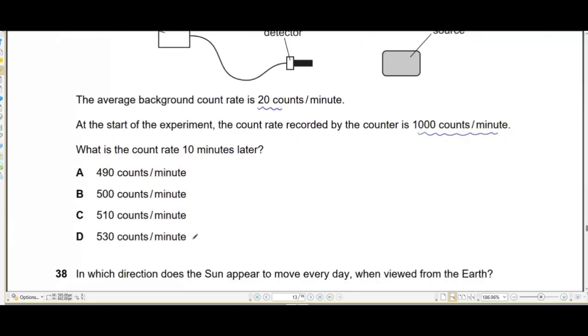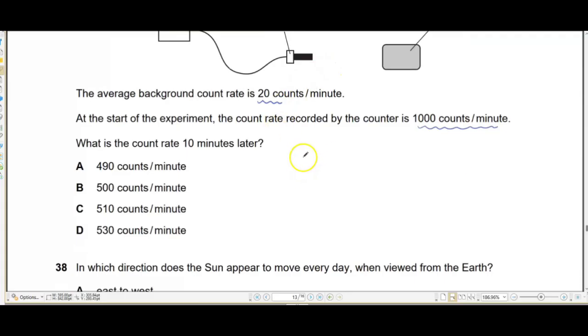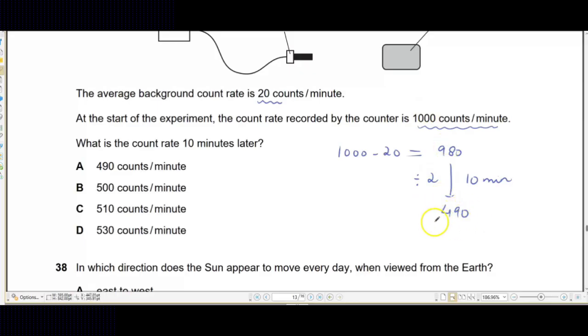Okay. So now what we need to do first is get rid of the background count from the count rate recorded by the counter. So 1000 minus 20 counts per minute has to be done, and the answer that we get is 980. And now when 10 minutes pass and the first half-life is reached, 980 divided by 2 is 490. 490 counts per minute is going to be the reading.